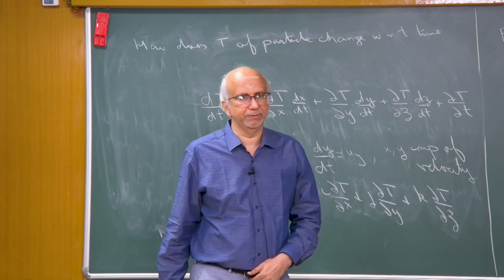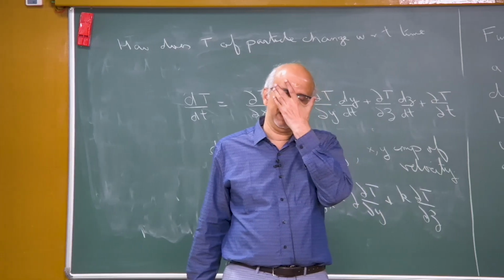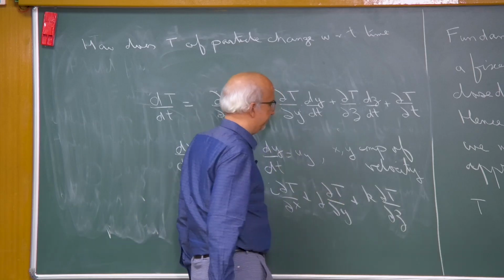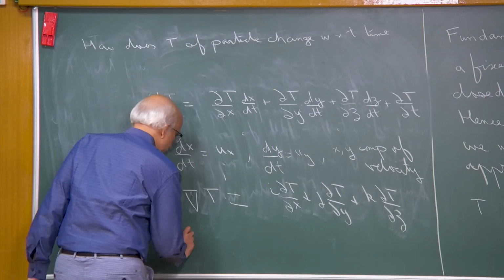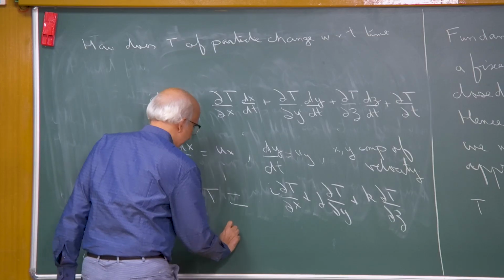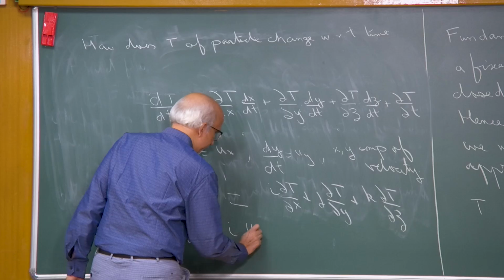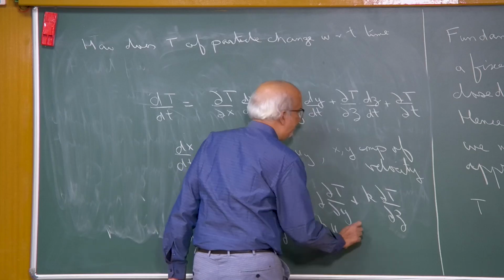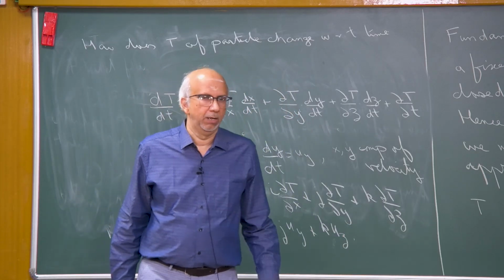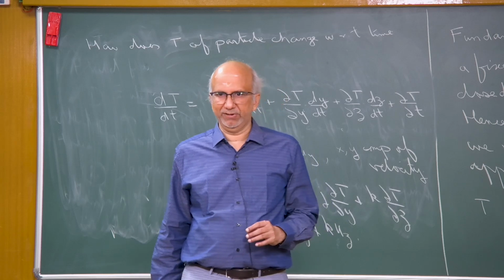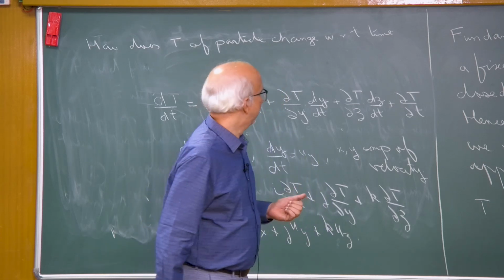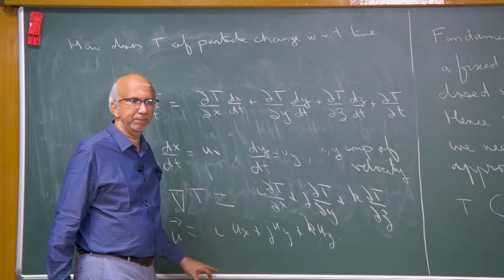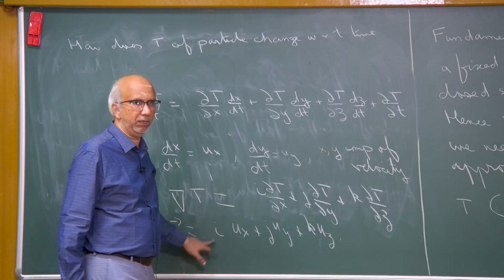What is the gradient of temperature? Temperature is a scalar, the gradient is a vector, and i, j, k are the unit vectors in the x, y and z direction. Similarly, u is i times ux plus j times uy plus k times uz. That is your velocity of the particle, the velocity vector. Velocity is also a vector. So, what I can do is write these three terms as the u vector dotted with the gradient of T.